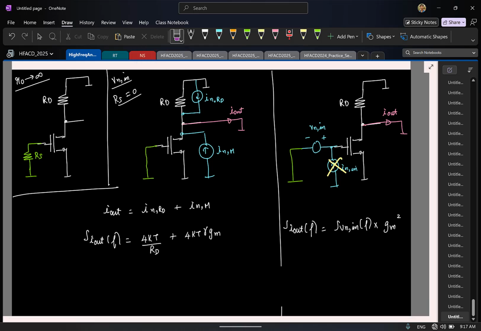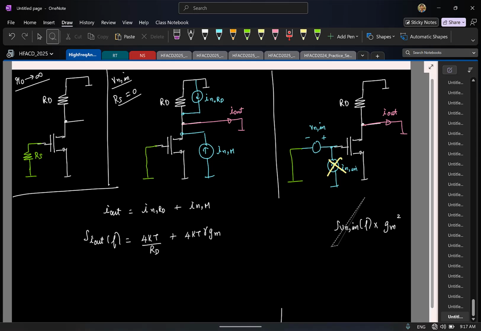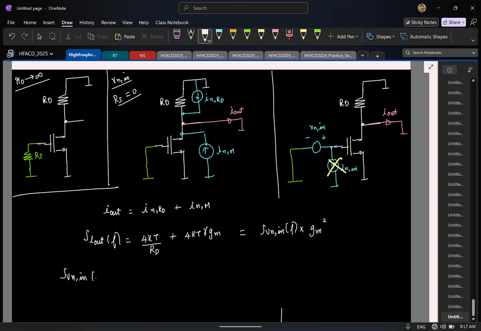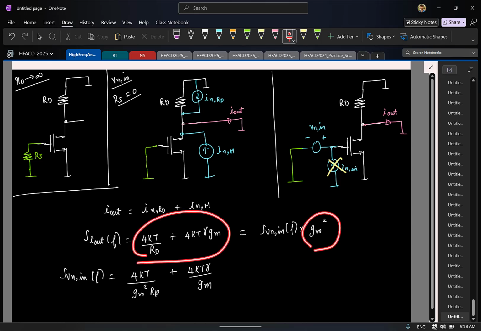So if my model is correct, these two quantities have to be equal. So I'll directly equate the two. From this we can directly find SVNN. I'll just write it for simplicity: 4kT by Gm square RD plus 4kT gamma by G. This is what I get, essentially dividing this whole thing by Gm square.